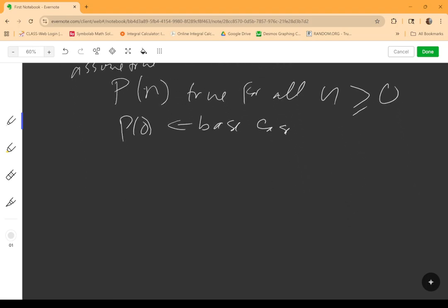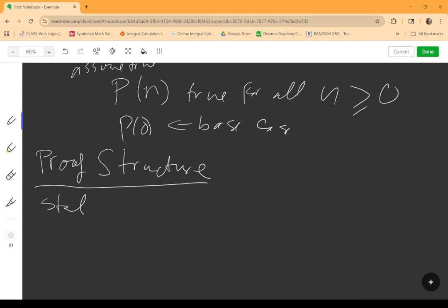Okay, so here's formally what we will be doing. The proof structure: we have step 1. State P sub n clearly.